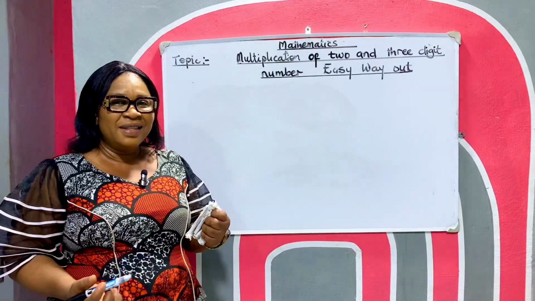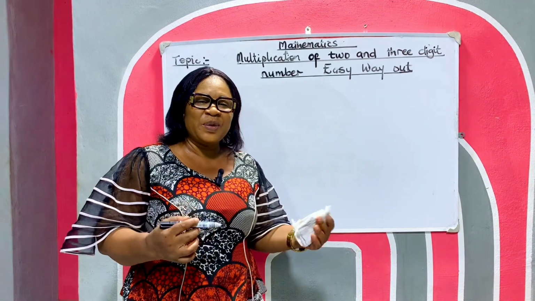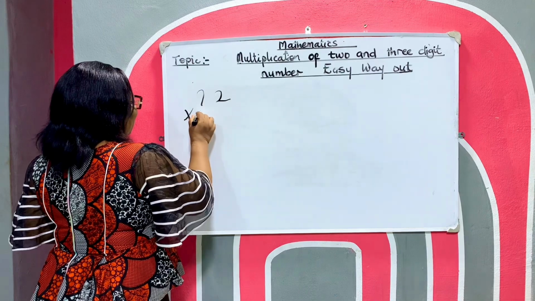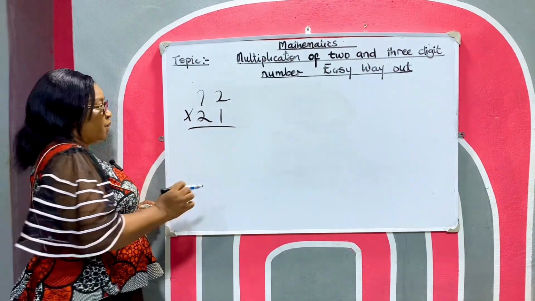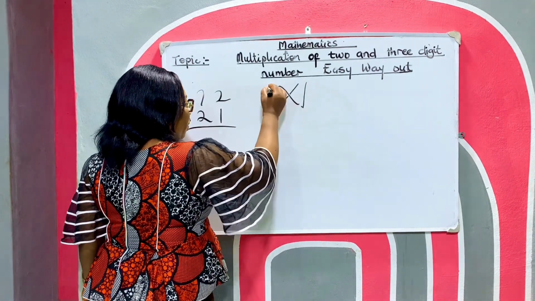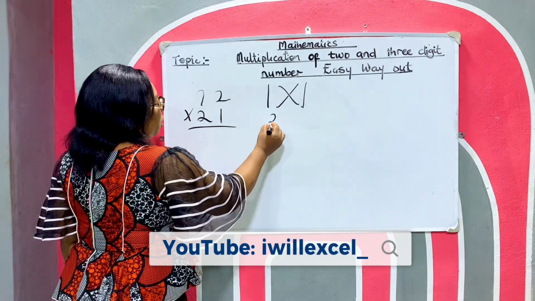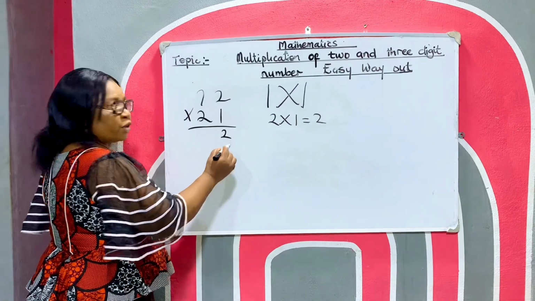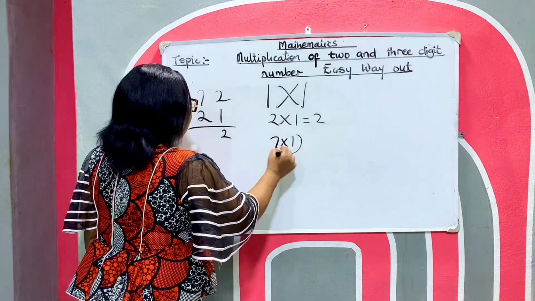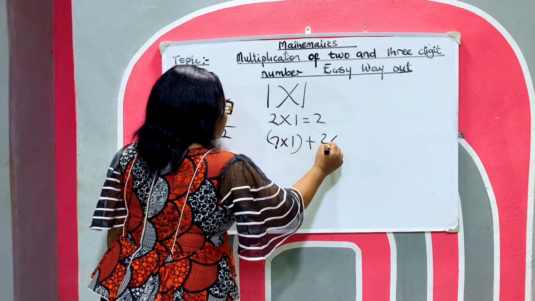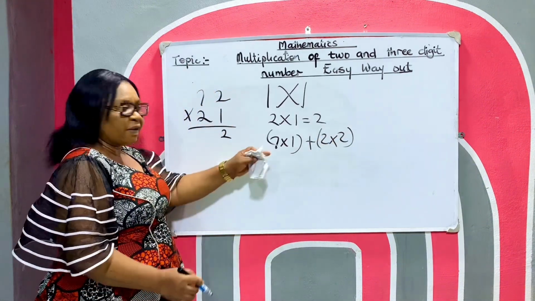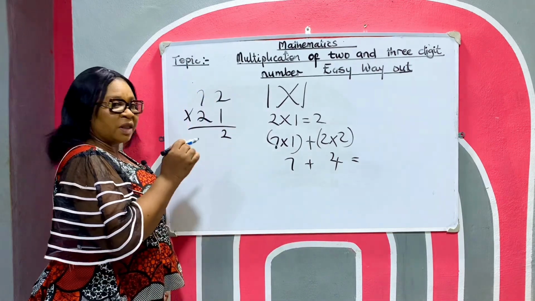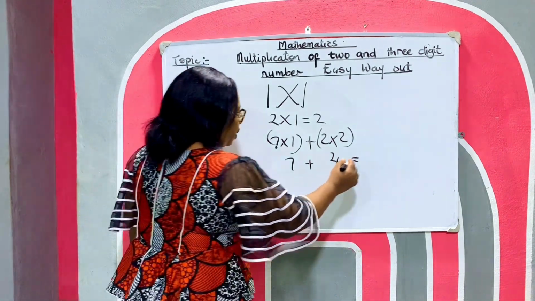Another example is 72 times 21. Let's get to class. The same way we go. We go this way, and we end up this way. 2 times 1 will give me 2. Can you see that? We have 2. Then 7 times 1 plus 2 times 2. 7 times 1 will give me 7. 2 times 2 will give me 4. And 7 plus 4 is going to give me 11.